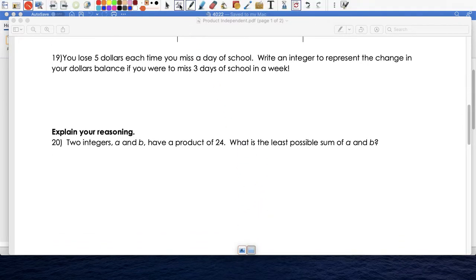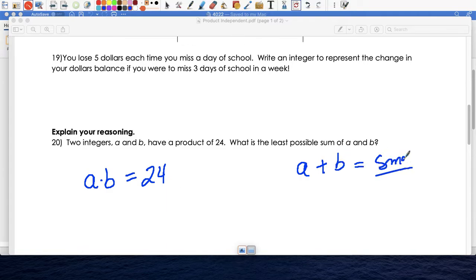2 integers, A and B, have a product of 24. So A times B equals 24. What's the least possible sum of A and B? So if I took those two values and added, what's the smallest sum I could make? Well, let's look up all the factors.